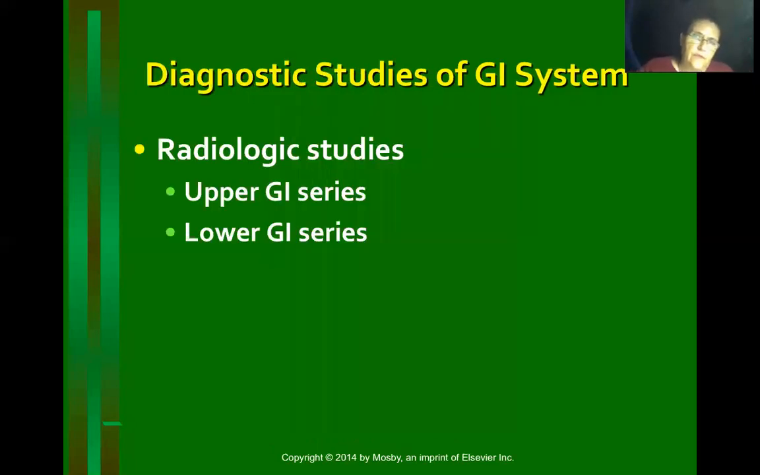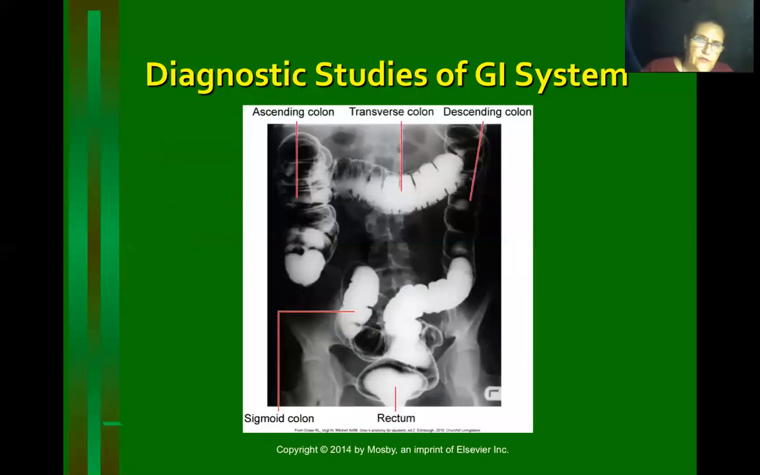Some of the diagnostics that we use with the gastrointestinal system are radiological studies. We have upper and lower GI. I'm going to go ahead and switch to this picture while I talk about this. Upper GI is where the patient swallows a contrast medium, and it's used to identify disorders such as esophageal strictures, polyps, tumors, hiatal hernia, foreign bodies, and peptic ulcers. But basically, the patient swallows the medium, and then they're scanned with X-rays.